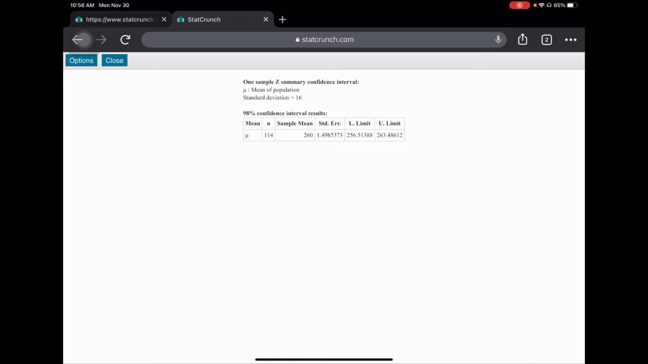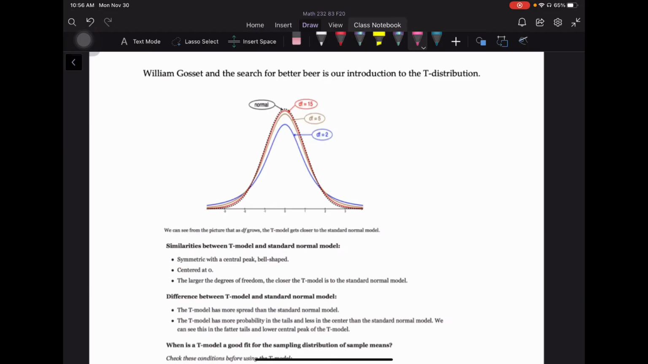Now, I keep talking about how we don't know the standard deviation of the population. Let's focus on that. Okay, William Gossett and the search for better beer is our introduction to the t-distribution. William Gossett is a statistician who actually used to work for Guinness, and he is the person who is credited with finding what they called Student's distribution, and then they started calling it the t-distribution.